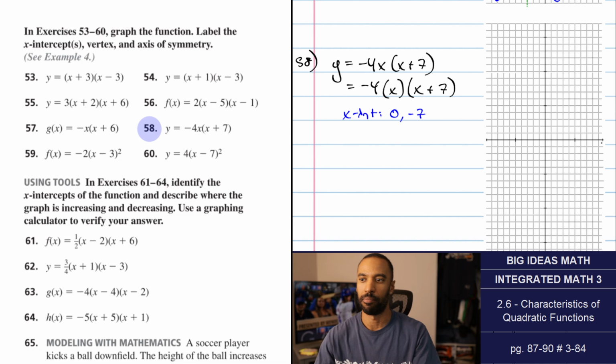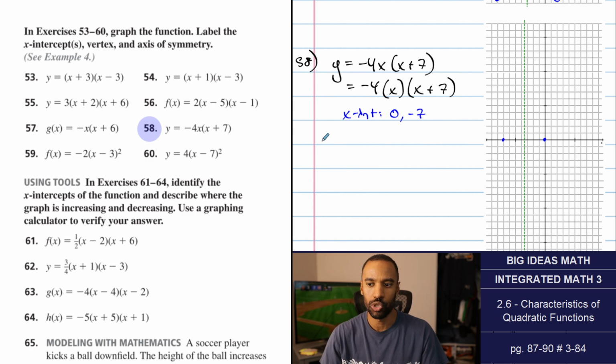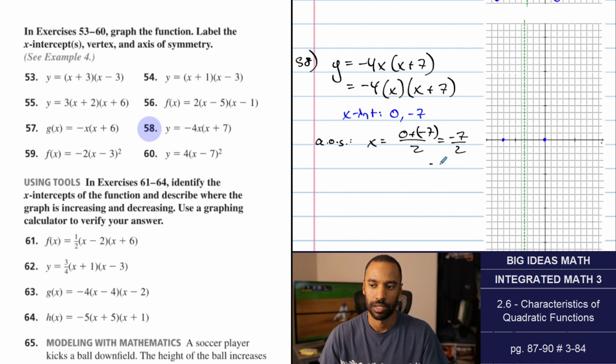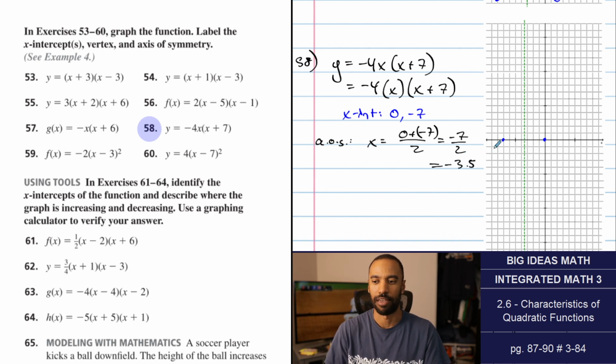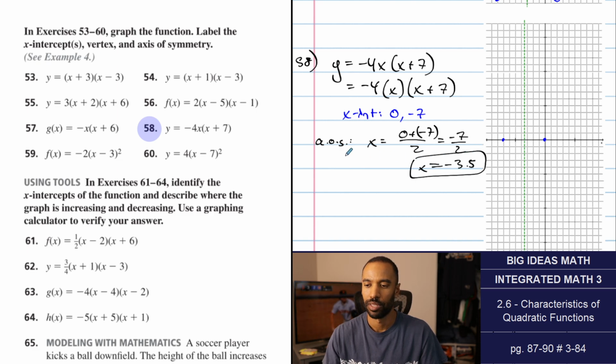Now, the difference in this problem is what? Between 0 and negative 7 is a decimal. What's halfway between 0 and 7? Well, 3.5. So this is going to be at x equals negative 3.5. Maybe that one's harder to come up with on your own, so maybe you do want to calculate that one. For the axis of symmetry, you average 0 and negative 7, and there's your negative 3.5. So that's your axis of symmetry, x equals negative 3.5, okay?